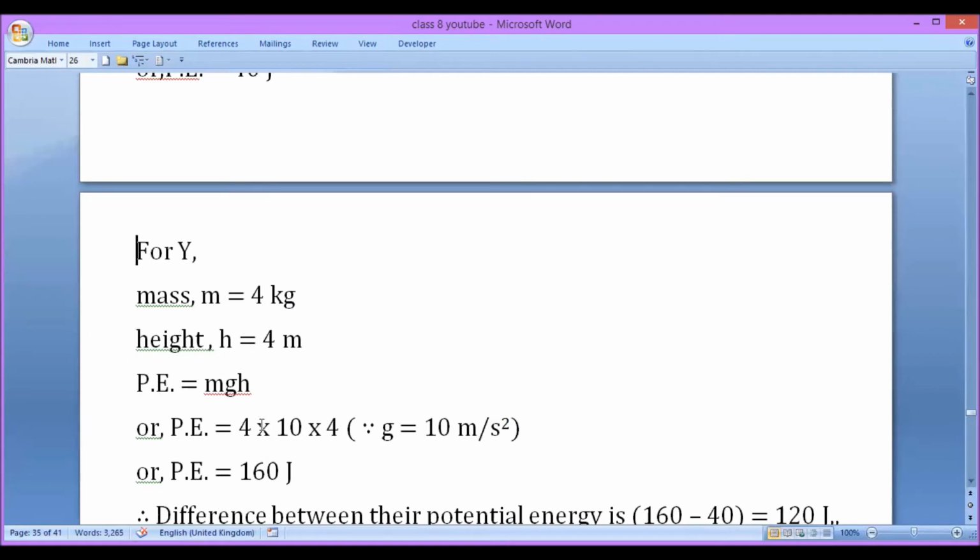Potential energy PE is equal to mgh. m means 4 kg, from here put the value. And g means 10, we can use the value of 10. And then height means 4 meter. 4 meter is given in the question. Okay, calculate it. Potential energy is equal to 160 joule.